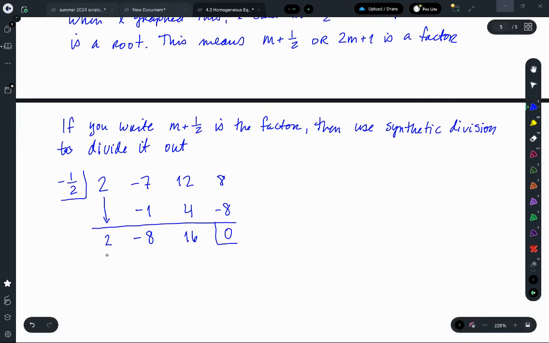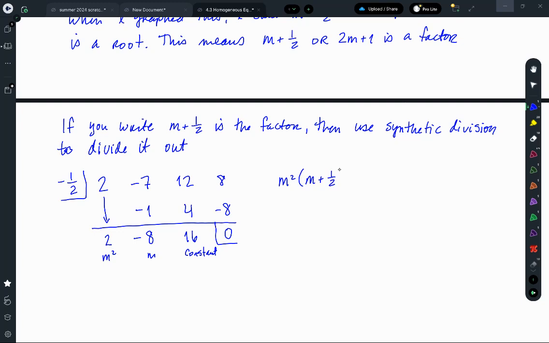So this first term is now a squared term. Second is my x, and then this is my constant. So we're dividing a linear factor out of a cubic polynomial. We should have a quadratic left behind. So at this point, what we have is not x's. We have m's in ours. Okay, so an m squared was factored out already. We have an m plus 1/2 that just got factored out. And now what's left is a 2m squared minus 8m plus 16.